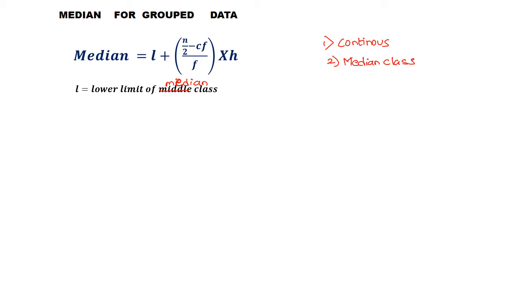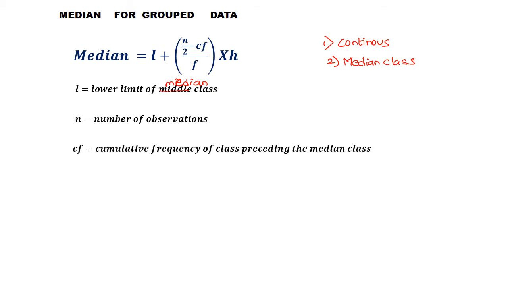To locate the median class, a quick revision: we do n upon 2. After doing n upon 2, we find the number in the CF column which is greater than it. The class interval corresponding to that is the median class, and F is that frequency. So n is the number of observations. CF is the cumulative frequency of the class preceding the median class. As we have already said, we should take the CF preceding the median class. F is the frequency of the median class, and H stands for the class size. So the median formula is L plus (n upon 2 minus CF) upon F into H.